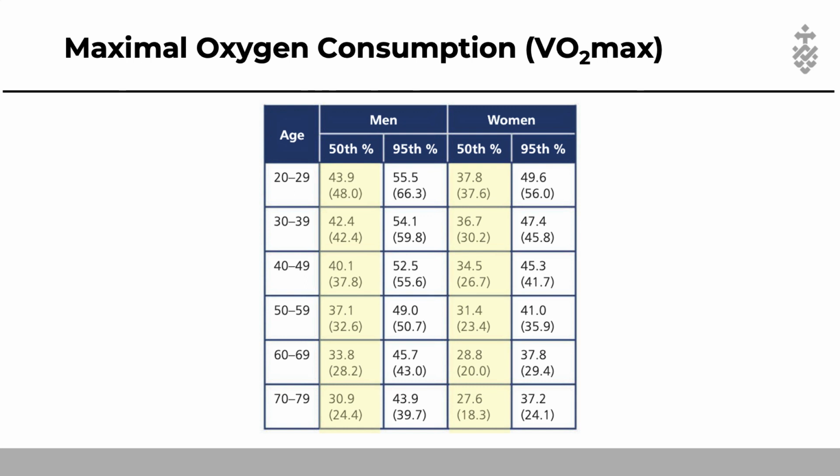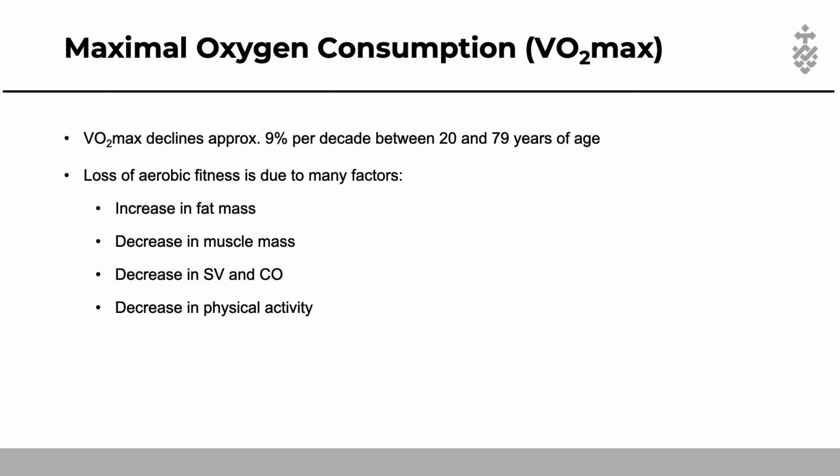Now, with this figure, you'll also notice that there's two different numbers. There's that first number at the top, and then there's a number in brackets at the bottom. That's just two different sources giving different results. For the purpose of this subject, we'll just take that number that's on the top, not the one that's in brackets, when we're discussing these trends in VO2 max. So what we see there is that VO2 max declines approximately 9% per decade between 20 years old and 79 years old. It's an overall decline of around 60% from 20 to 79 years of age.